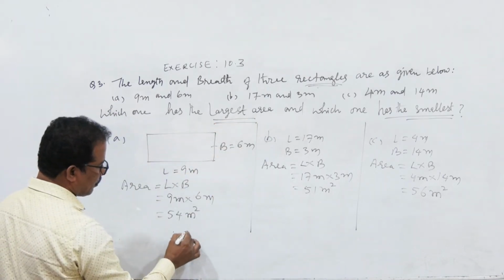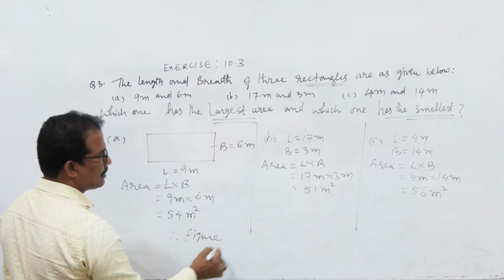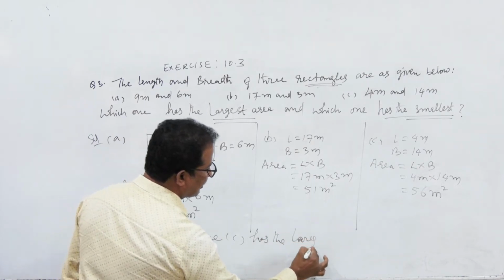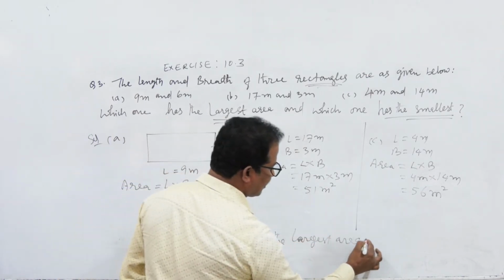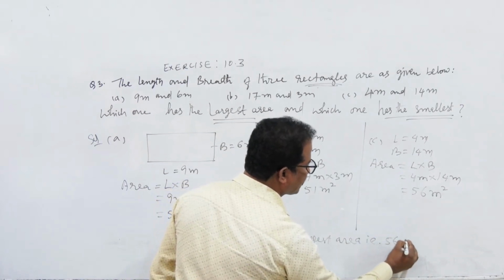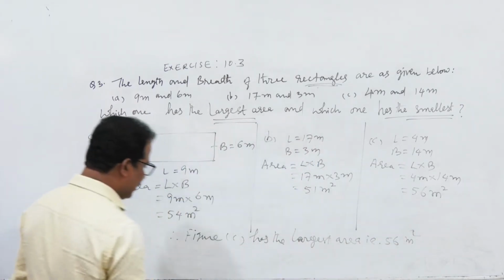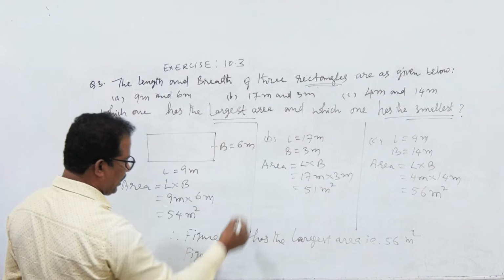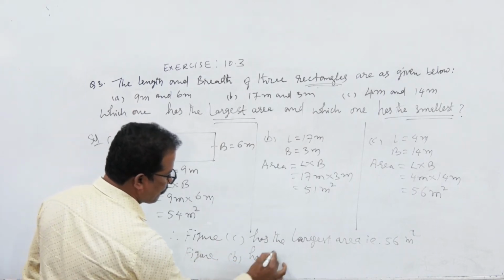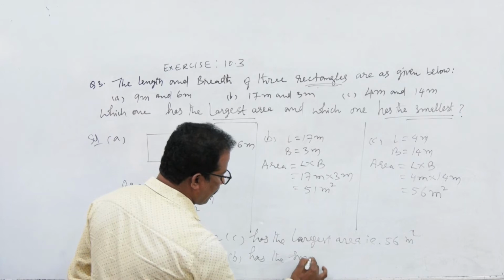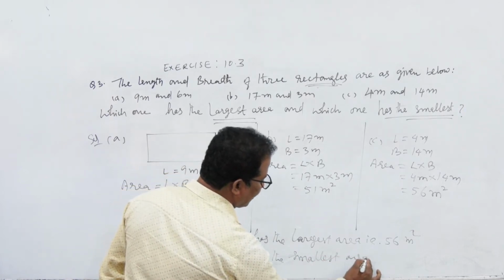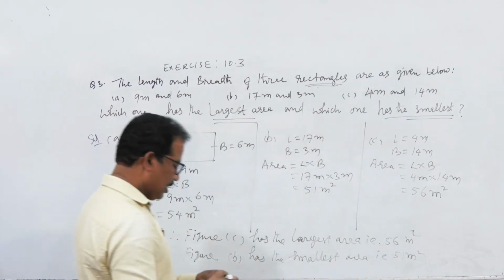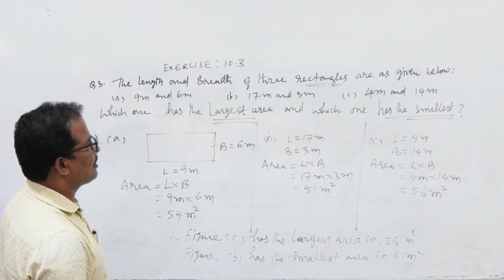So figure C has the largest area. That is how much? 56 square meter. Okay? And similarly, figure B, which one? B as the smallest area. That is how much? 51 square meter. Okay? So among these three questions, which one has the largest area?